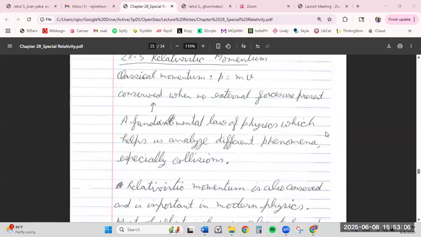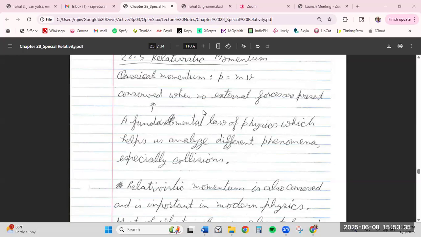However, this equation, this definition of momentum, does not work at relativistic speeds. For example, it creates problems such as it allows for an infinite amount of energy. It allows for the speed of an object to exceed the speed of light and so forth. So obviously this equation needs to be modified.